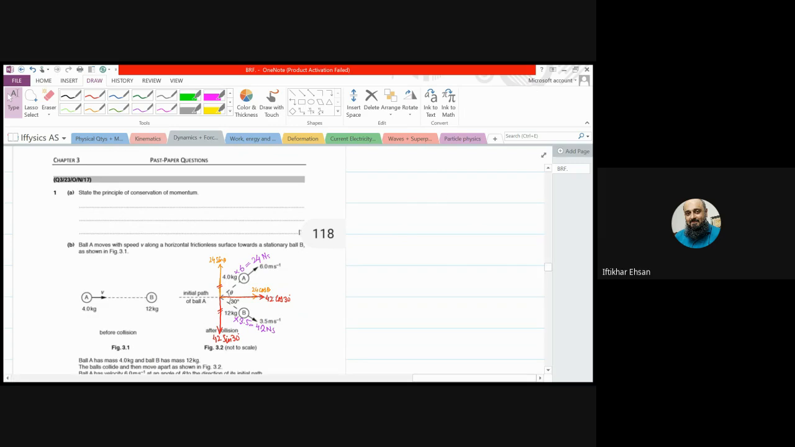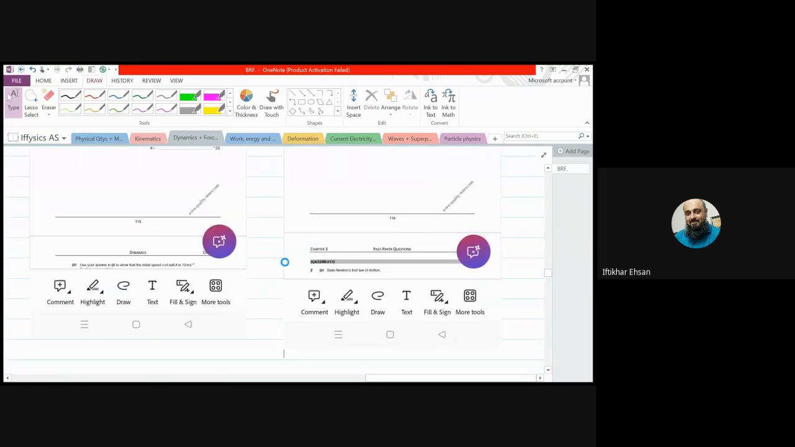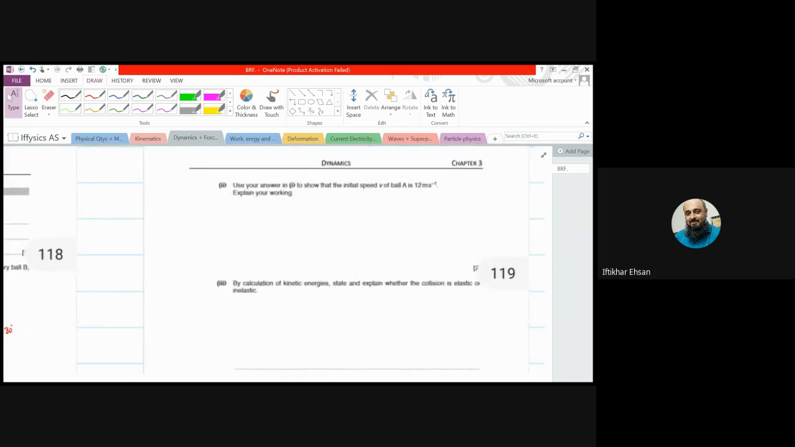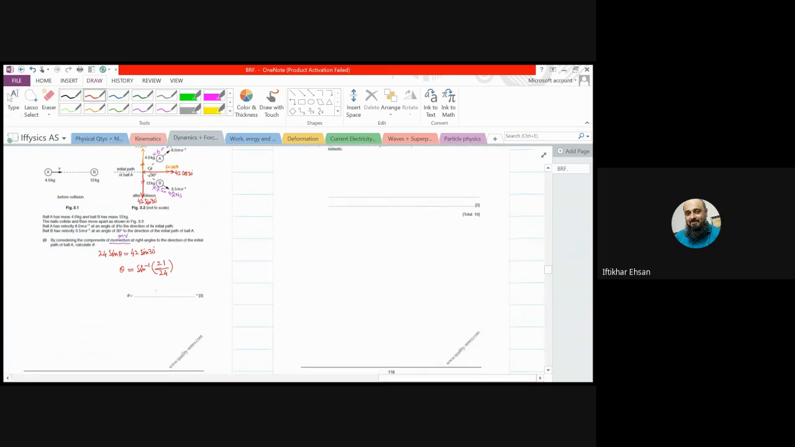Let me paste it here. Okay. Now it says use your answer to show that initial speed v, you have to find. Explain your working. So beta, now we know theta. But can you share the value of theta with me, beta? What will be the value of theta here?